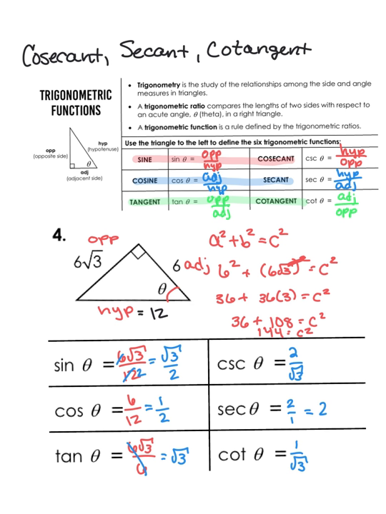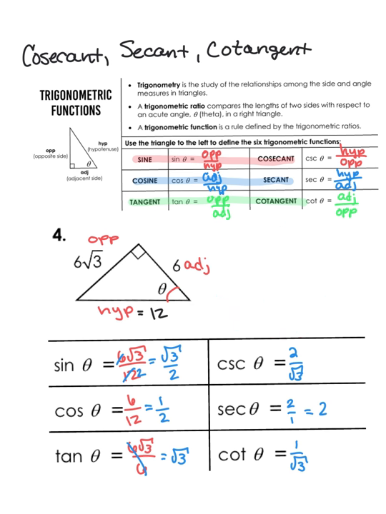So I do need a little bit of room over here, so I'm going to erase where I did the Pythagorean theorem to find my hypotenuse. Okay, so I'm going to rationalize 2 over the square root of 3. I'm going to multiply this by the square root of 3 over the square root of 3. So I get 2 square roots of 3. Remember, the square root of 3 times the square root of 3 is just 3. So this is 2 square roots of 3 over 3.